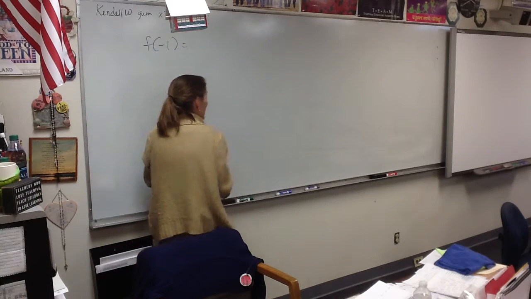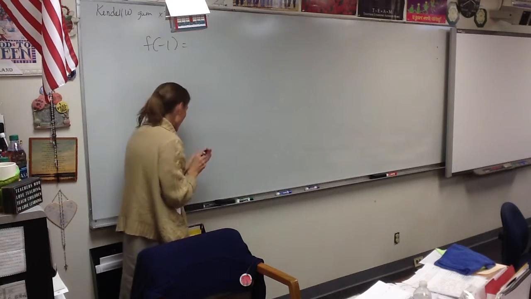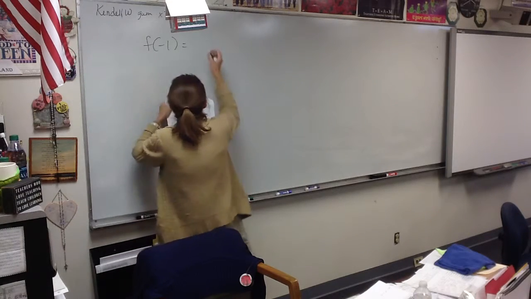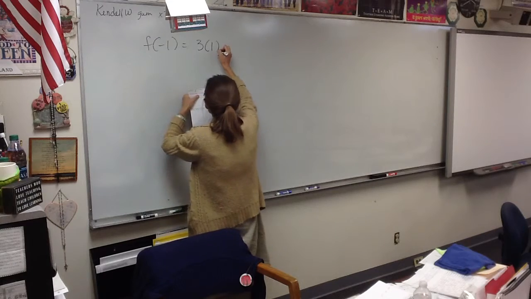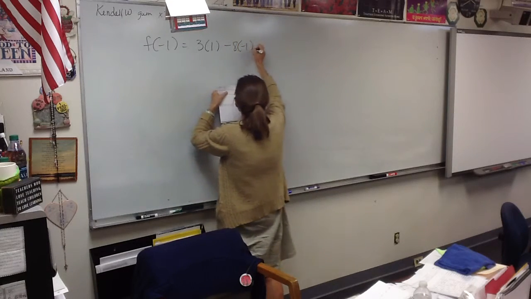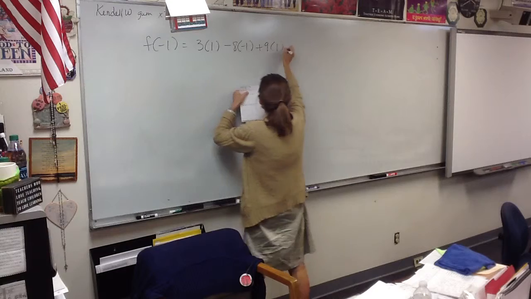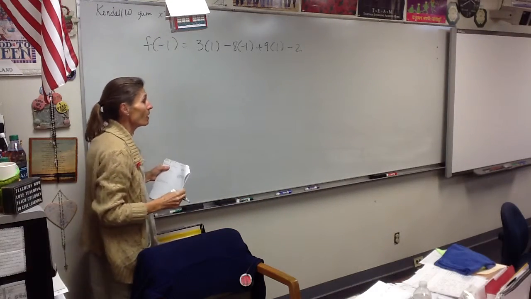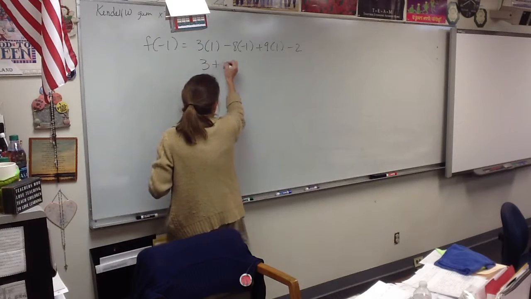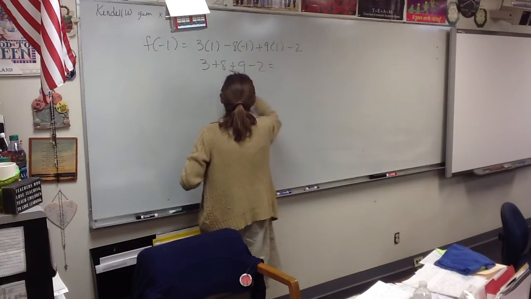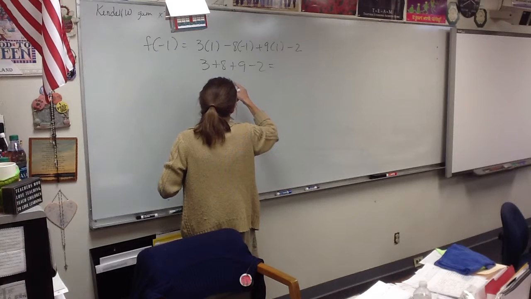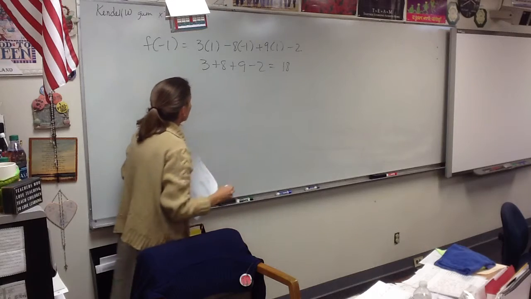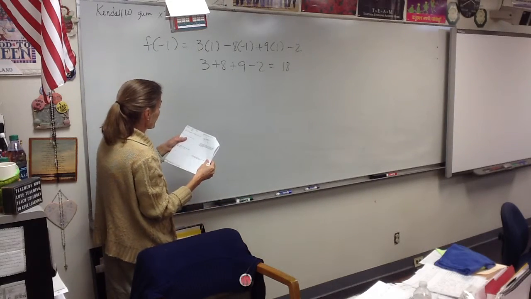Plug in, remember, whatever number you would have divided by. So I'll plug in negative 1, and I'll get 3 times 1 minus 8 times negative 1 plus 9 times 1 minus 2. Remember, when you raise a negative to an even power, it becomes positive. So 3 plus 8 plus 9 minus 2. If I did my arithmetic right, what is that, 18? Why do you go to plus 9? Well, oh, it is plus 9.